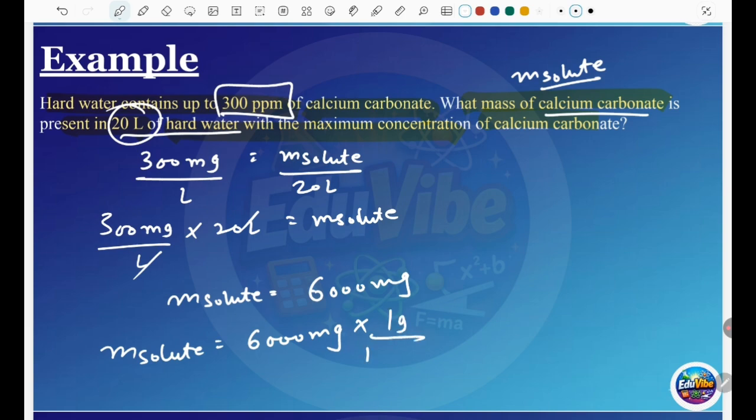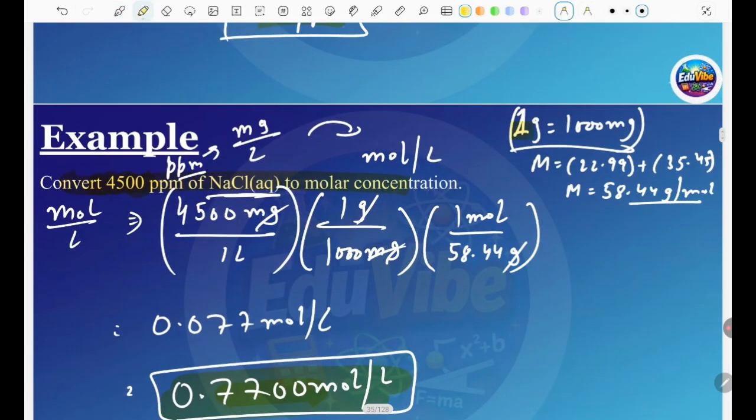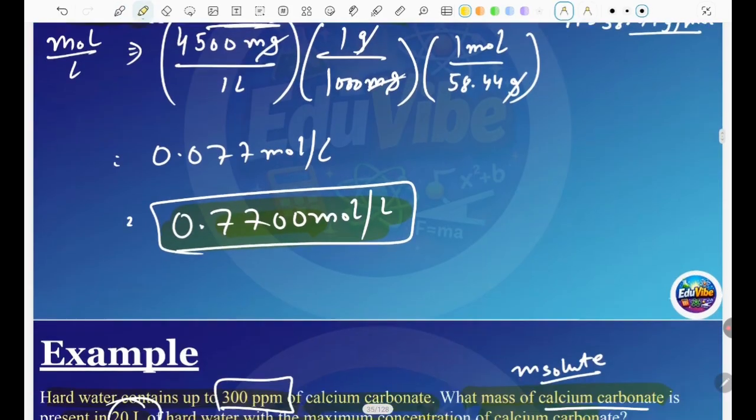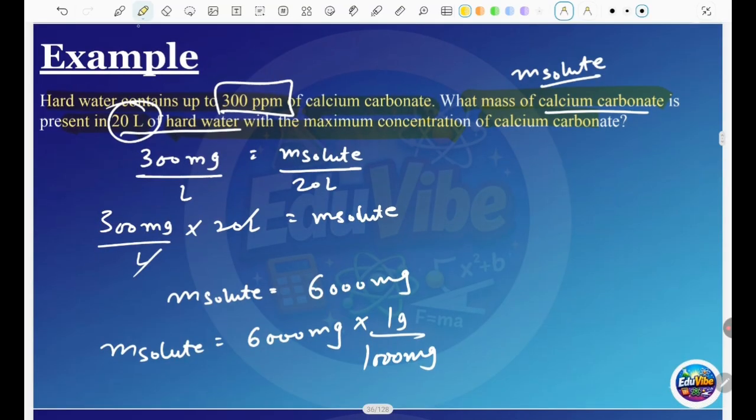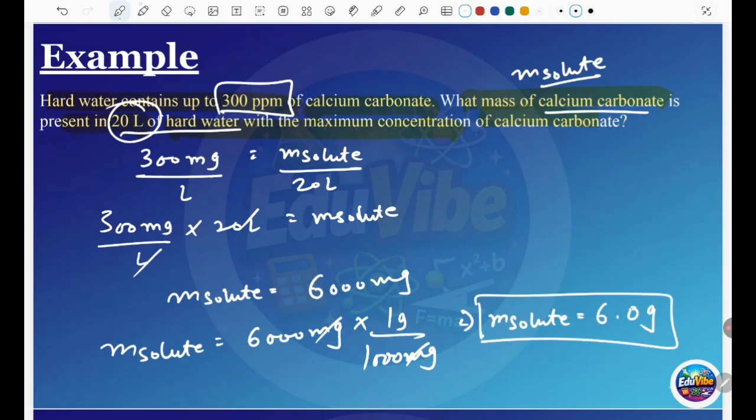So you know 1 gram is 1000 mg. Over there we discussed the conversion is very important in this. And when you do this, mg cancel out, you get a mass of solute of 6.0 grams. So 6.0 grams is your answer as the mass of the calcium carbonate, which is the solute. So that's how ppm works.